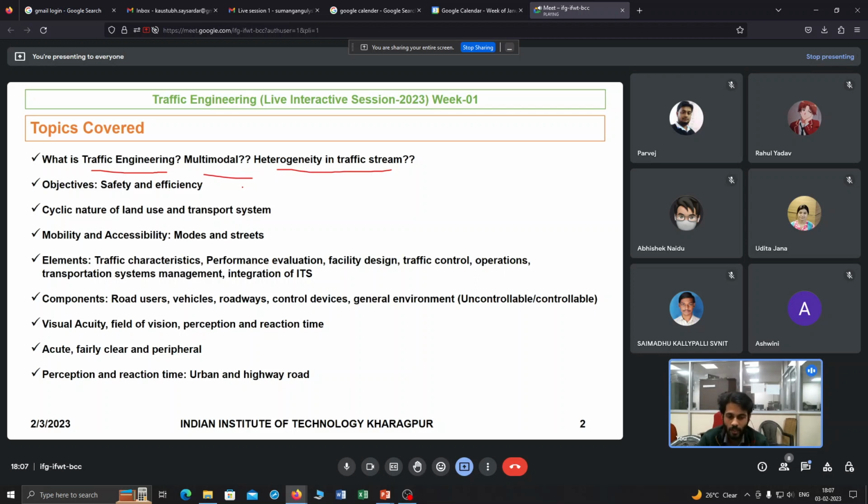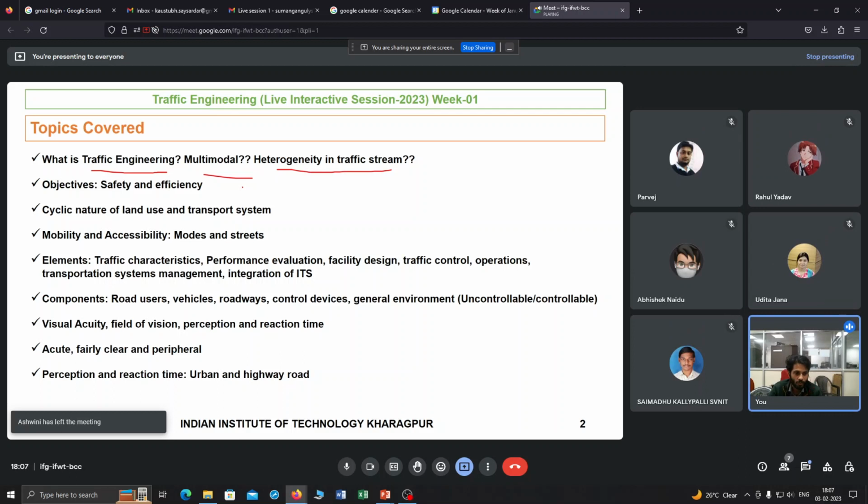So there is a large deviation. So that's why the traffic in this Indian subcontinent is called the heterogeneous traffic stream. It's not homogeneous like in the western world. If you see, the motor car is designed for the motors, for the cars, so they will ply on the roads, right? And there is some kind of mixed traffic as well.